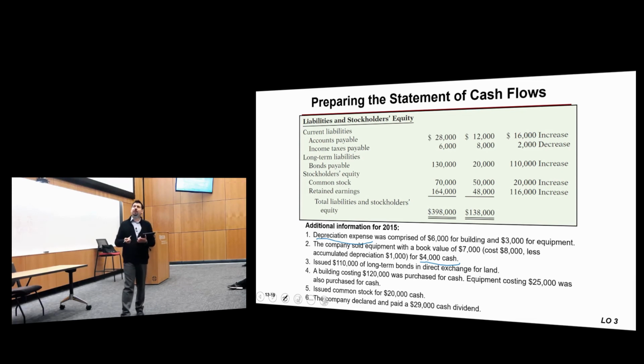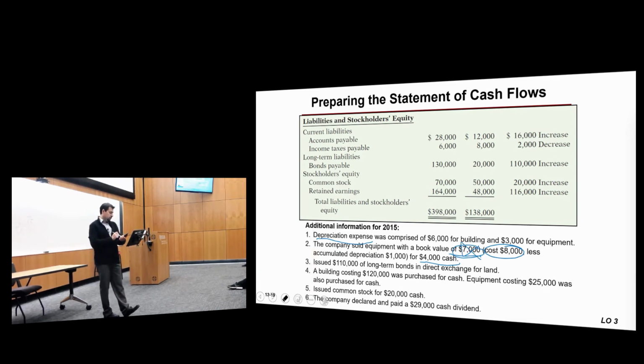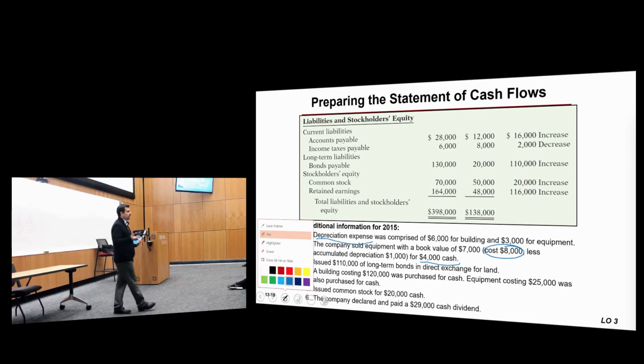The company originally purchased it for how much? No, 8,000. This is not the number. The company actually paid 8,000. You automatically know that the difference is gain or loss. Here you're not talking about gains or losses. What you're talking about is actually how much you received and how much you paid.